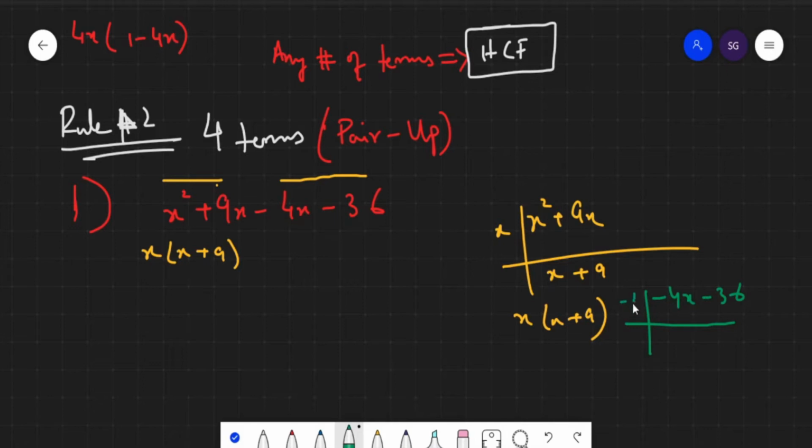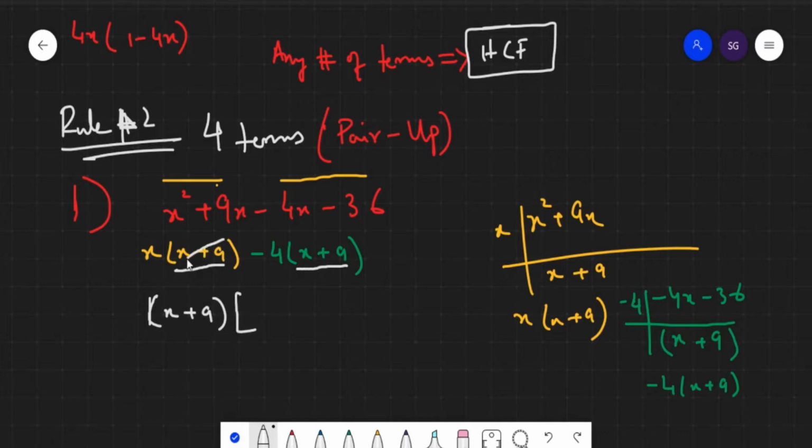So I'm going to take the negative as well as the 4 common out together, and we will be left with negative 4 times x is negative 4x, negative 4 times positive 9 is negative 36. So the factorization of this second pair is negative 4 times x plus 9. And I'll replace the second pair by its factorized form. This is where we are. And as you saw at the end of rule number 1, where we had the examples, instead of a number, we now have the whole bracket that is common out. This bracket x plus 9 is common in both the terms. So this time we take out x plus 9 as common out.